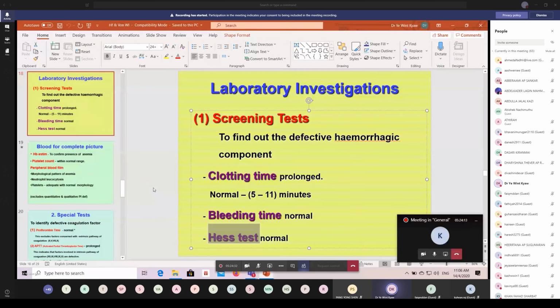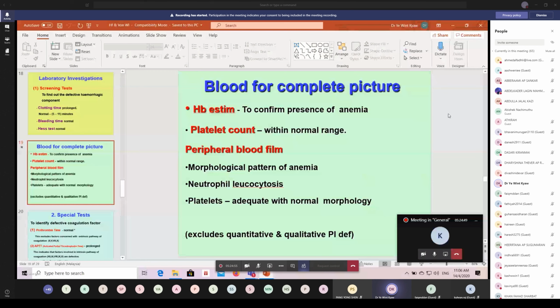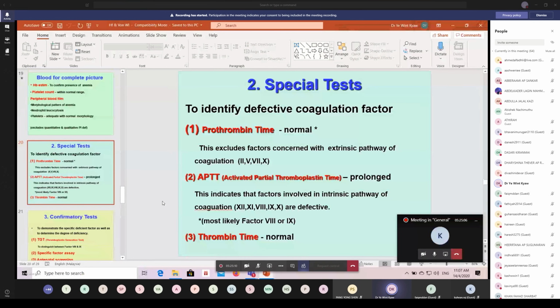Hess test is abnormal in platelet disorders only. Screening though, so in platelet disorders you need to measure PT, CT, bleeding time, clotting time. This is general in every clotting coagulation disorder. Another one is platelet count. Here, platelet count is normal. Peripheral blood film can be normal or sometimes show neutrophil leukocytosis because of reaction. But if you forgot, this is not the problem. Platelet is normal because this is not a platelet defect. This is a coagulation defect. PT normal, APTT prolonged, and TT normal.